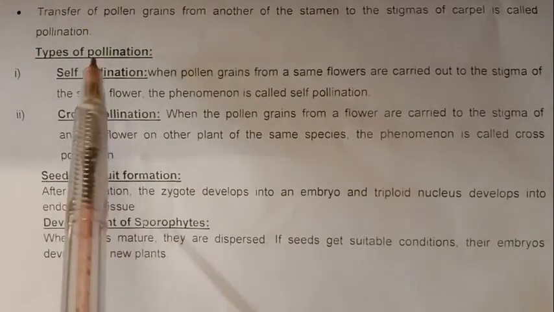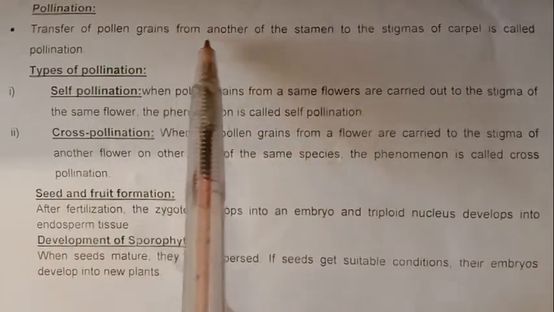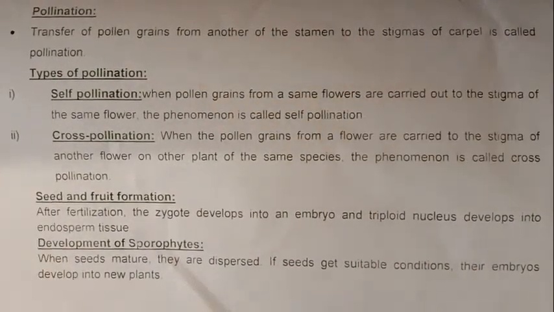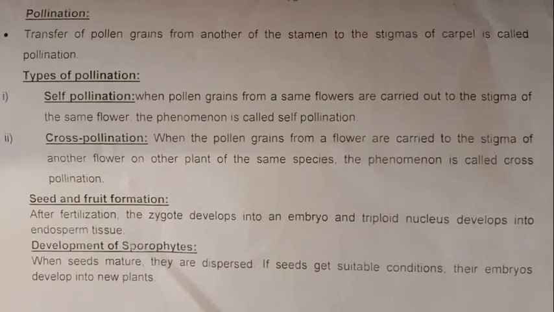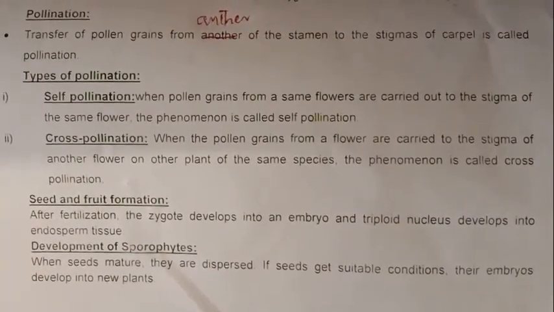Now pollination. The transfer of the pollen grain from the anther of the stamen to the stigma of the carpel is called pollination. So pollination is simply the transfer of the pollen grain to the stigma of the carpel.